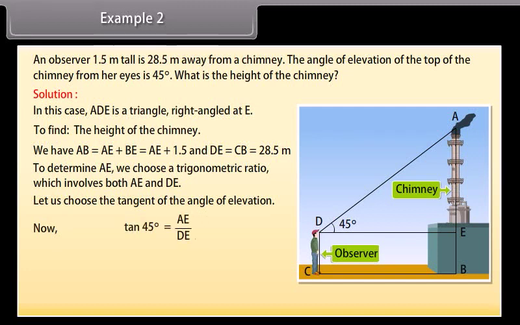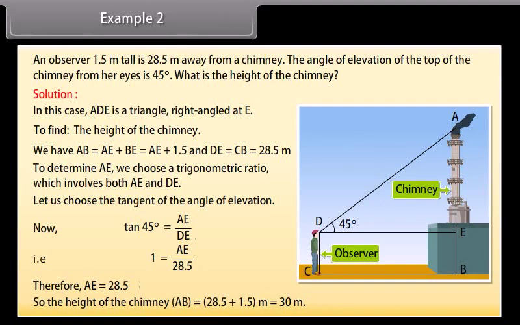Now tan 45 degrees equals AE upon DE, that is, 1 is equal to AE upon 28.5. Therefore, AE is equal to 28.5. So the height of the chimney AB is equal to 28.5 plus 1.5 meter, which equals 30 meter.